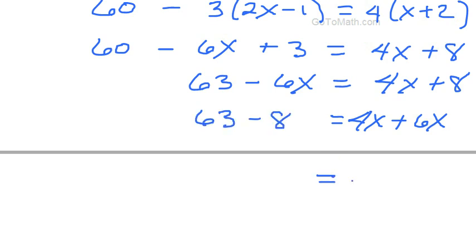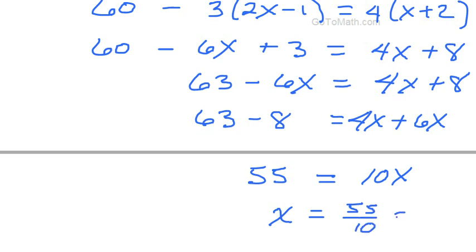Right. So now we have 10x, and 63 minus 8, 55. Alright, and then of course we'll multiply both sides by 1/10, and we should get x is equal to 55 over 10, and of course that's going to reduce down to 11 halves. 11 halves, right?